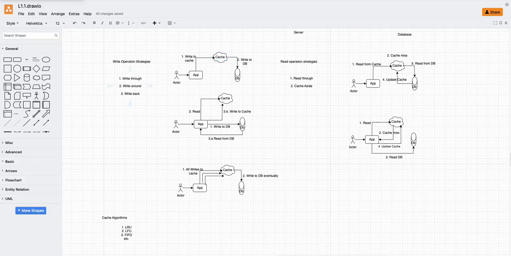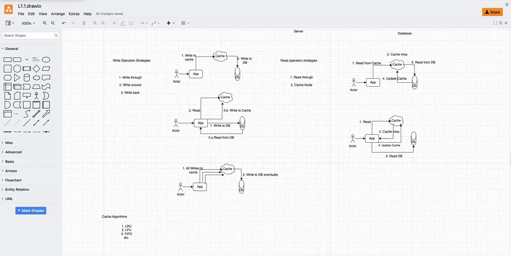Second one is write around. The application writes the data to the database and keeps it there. And when there is a read operation for the same data, the database sends the data to the application, and the application keeps one copy in the cache, and the user gets the data of that copy. Now the cache is updated. So this strategy is called write around strategy.